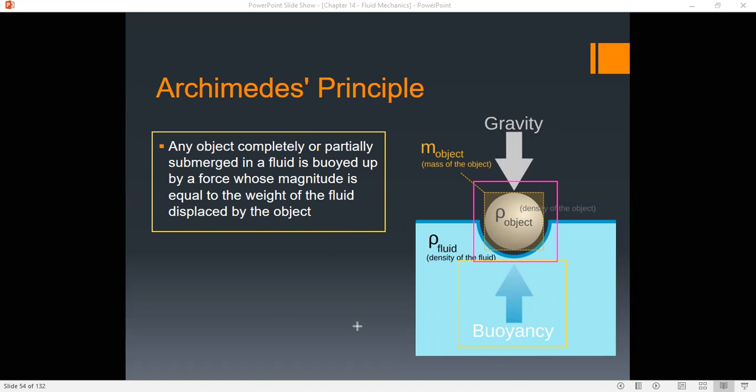So objects that are more dense than water, they're going to sink because they don't displace enough fluid or enough weight of fluid. Objects that are lighter than water or less dense than water will float and only be partially submerged. But again, think of Newton's third law. For every action, there's an equal and opposite reaction. The object pushes the water out of the way. What does the water do? It pushes back on the object.